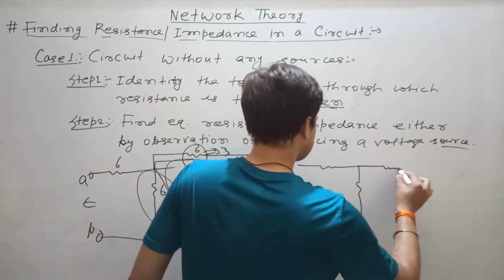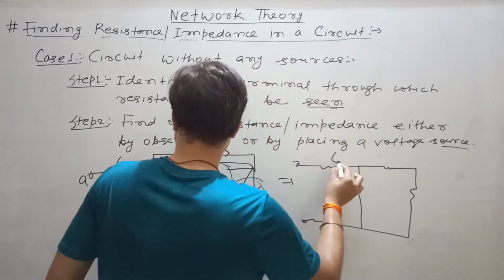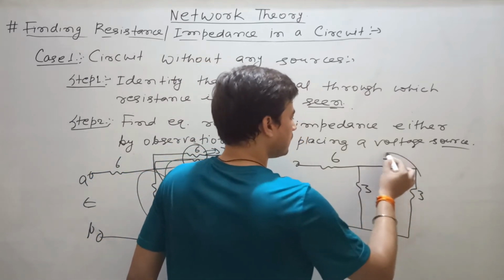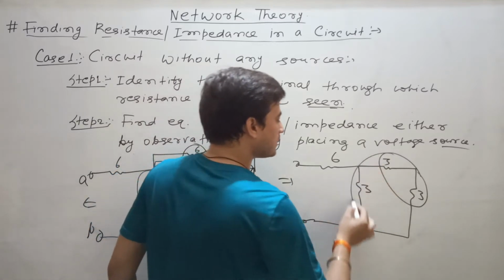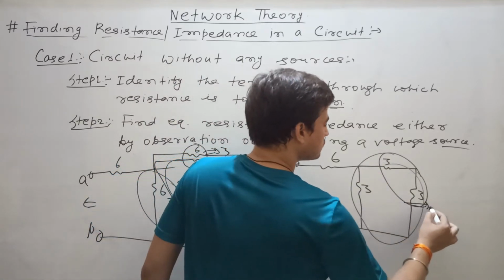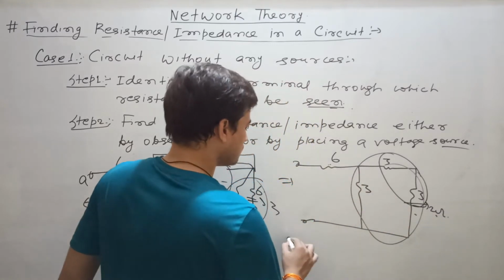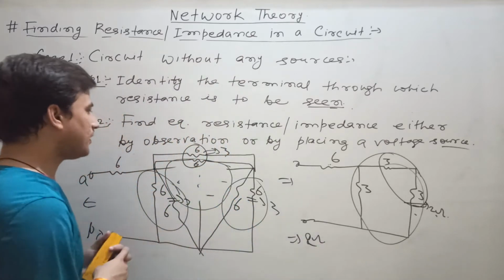You will have the circuit like this. Here it is 6. Here it is 3. 3, 3. Now 3 plus 3, 6. 6 and 3 are in parallel. So the total resistance will be 2 ohm. Here it will be 2 ohm. So now 2 ohm plus 6 ohm will be in series. So your answer will be 8 ohm.